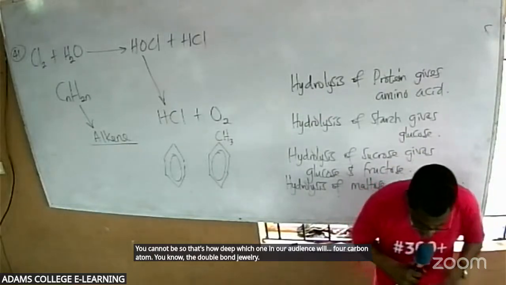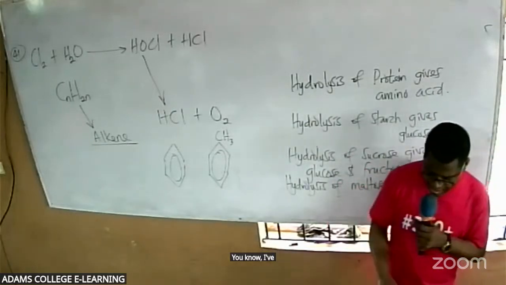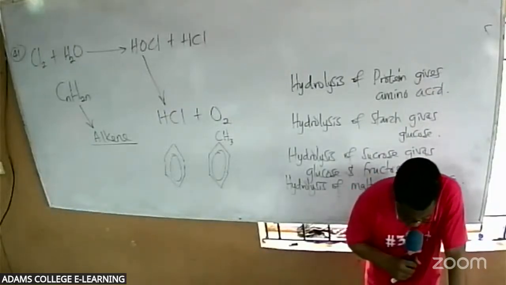A burning candle, anything organic, once you burn it, you get CO2 and water. So a burning candle produces water and carbon dioxide. B.